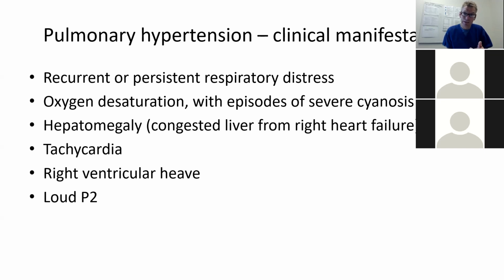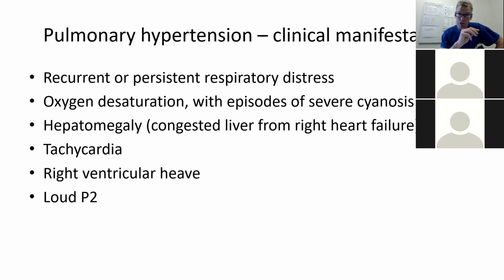hepatomegaly, right? They're usually tachycardic, and sometimes they have a right ventricular heave because their right ventricle is pumping under pressure. And so they'll have a large, often visible or palpable right ventricular impulse, and they may have a loud pulmonary second sound. So those are the clinical features of pulmonary hypertension.